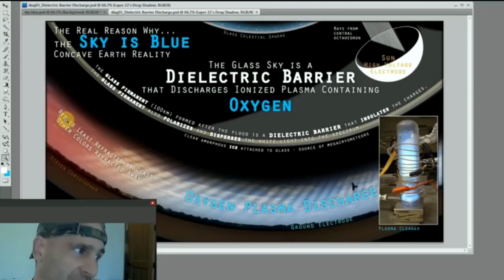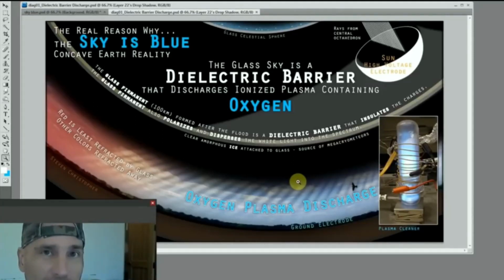Now when it's red at the sunset or sunrise, I believe that the actual glass sky is refracting the colors. Red, as I told you before in a previous video, is the least refracted color, and so all the other colors get refracted away. So that's why we pick up the red. But the blue, I do believe it's because of the glass sky acting as a dielectric barrier that discharges the oxygen. You know, we have the ozone, right? The ozone layer is below the stratosphere. So that's why when we get up higher, the sky does not stay blue anymore. We're out of the oxygen zone. We're out of the ozone, okay?